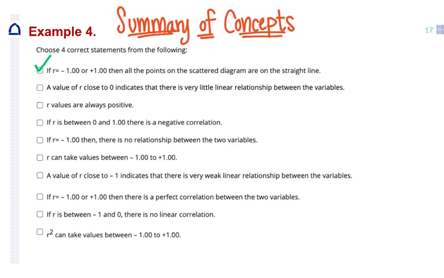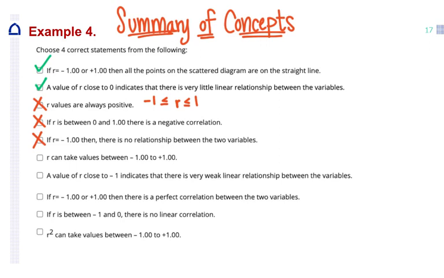A value of r close to 0 indicates that there is very little relationship. That is also true. R values are always positive. This is not true. As you remember, r can be in between 1 or negative 1. They can be positive or negative or 0. If r is in between 0 and 1, there's a negative correlation. Also not true. That would be a positive correlation. If r is negative 1, then there is no relationship. That is not true either. In fact, that's a perfect negative linear relationship where the dots are in a straight line going down.